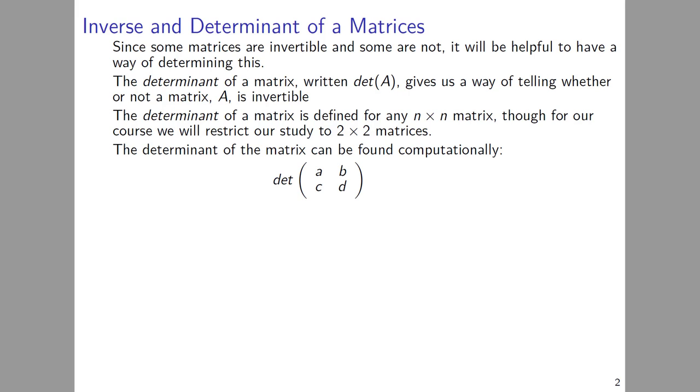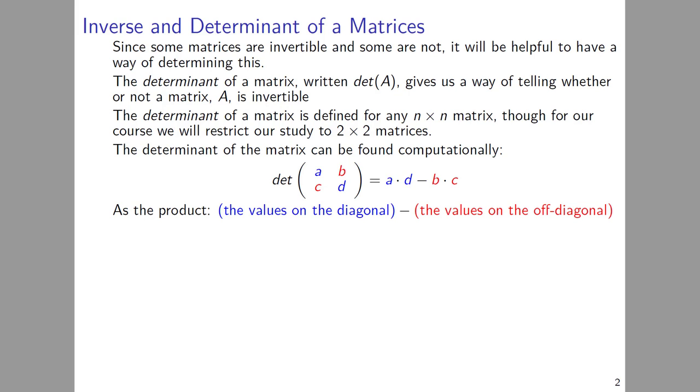The determinant of the matrix can be found computationally as det of A, B, C, D equals A times D minus B times C. That is, as the product of the values on the diagonal, A times D, minus the product of the values on the off diagonal, B times C.